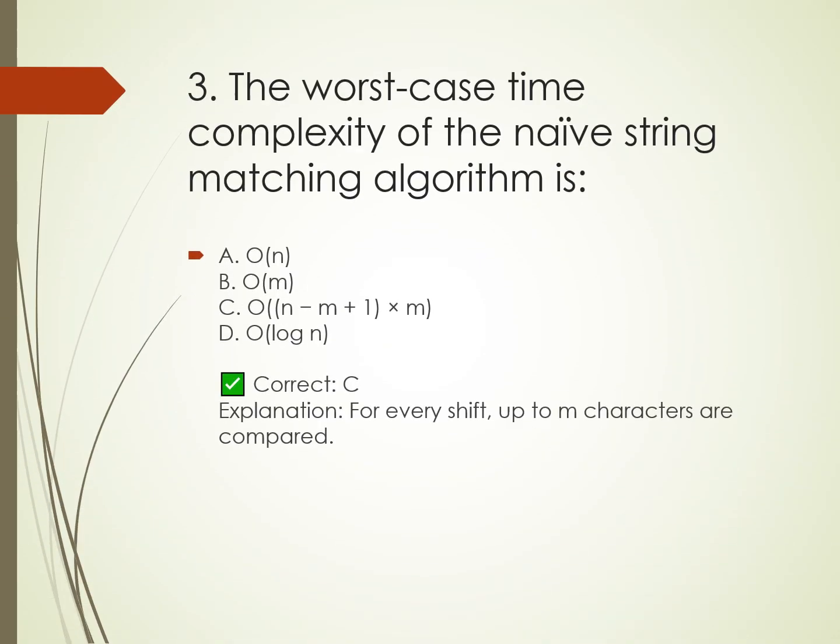The worst case time complexity of the naive string matching algorithm is A. Big O n, B. Big O m, C. Big O (n minus m plus 1) multiply m, D. Big O log n. The correct answer is C, because for each possible shift up to m characters may be compared. A and B are partial and D is irrelevant here.